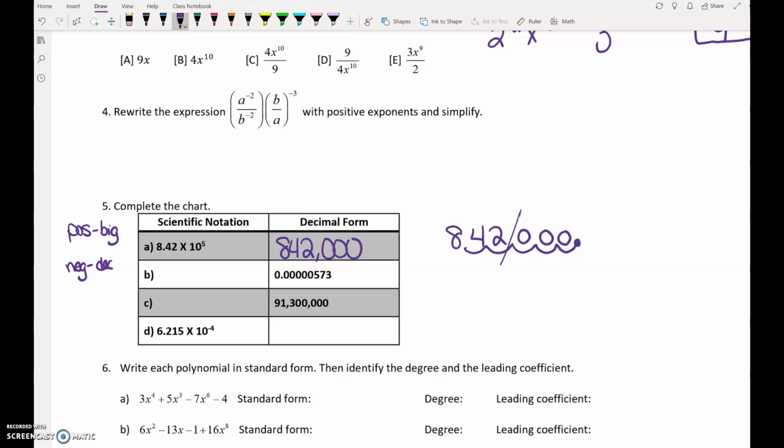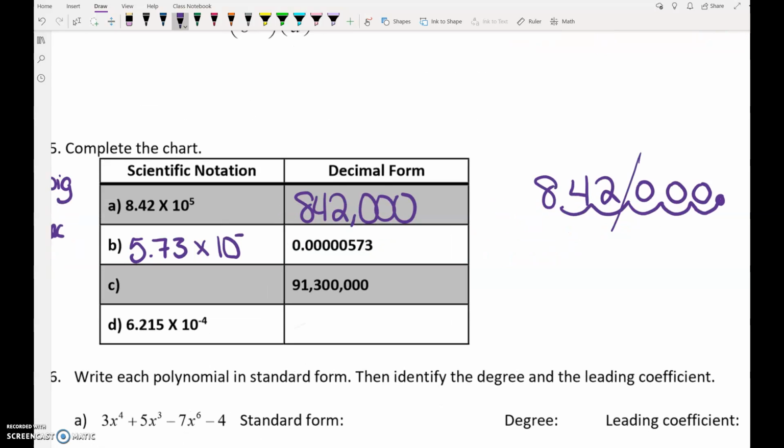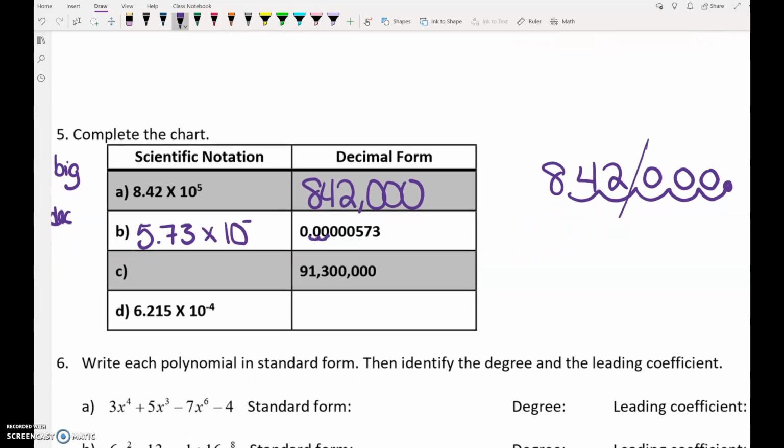In B, this is a tiny, tiny decimal. So this is going to have times 10 to the negative. So when we move the decimal point, however many places we move the decimal point, our exponent on that 10 is going to be negative. So we want the decimal point to be after the 5. So 5.73 times 10 to the negative. And then we have to look at how many times we would move the decimal point to get it there. So 1, 2, 3, 4, 5, 6. So 10 to the negative 6th.